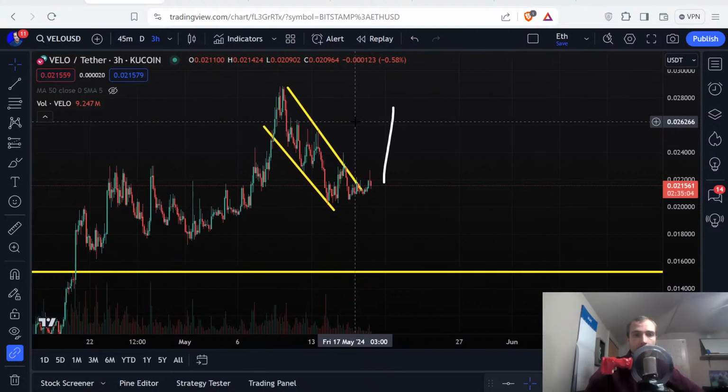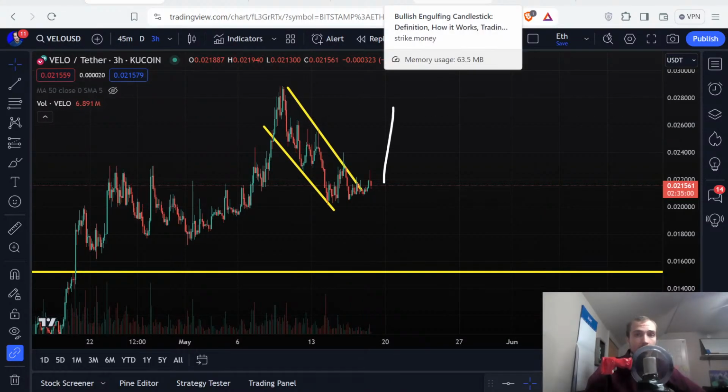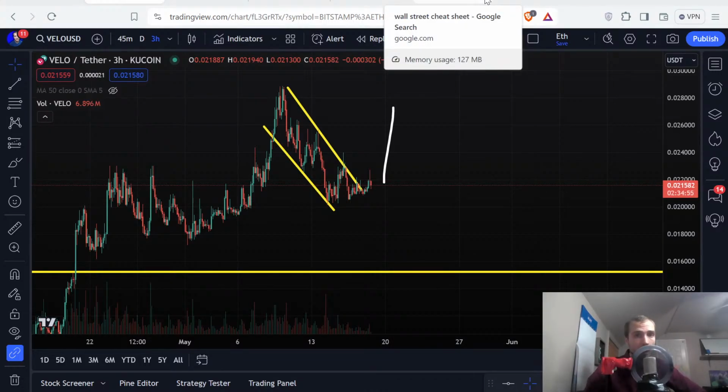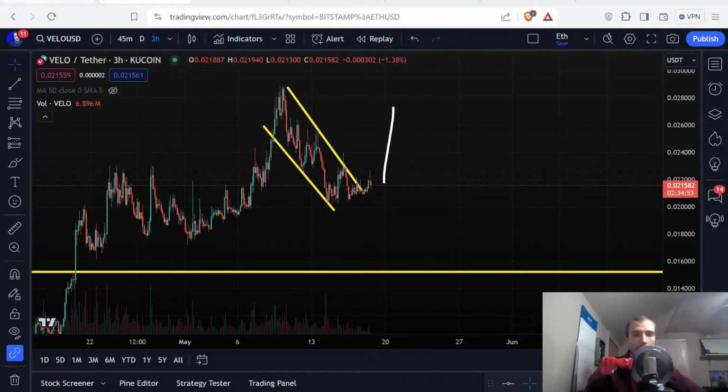These bull flags, like I said, they work. They're easy to spot. They're good to trade. And in bull markets, they play out so phenomenally well. So keep your eyes on that bull flag on Velo.